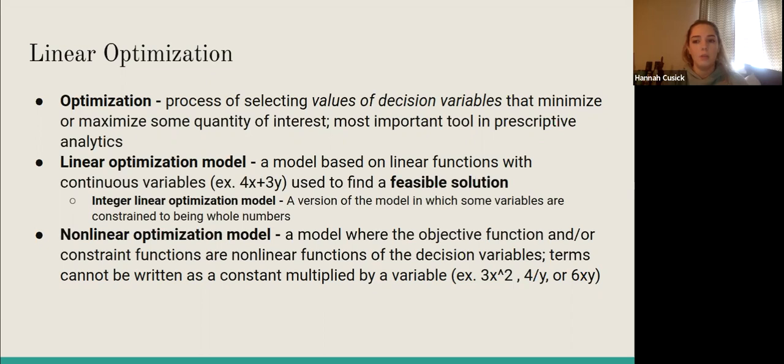So in the example 4x plus 3y, you're multiplying 4 times x, which is your variable, and adding it to 3, which is multiplied by y. The second property of linear optimization is that all variables are continuous, meaning that they can assume any real value. We often apply this to simplify the solution method and in analyses where the solution would not be seriously affected.